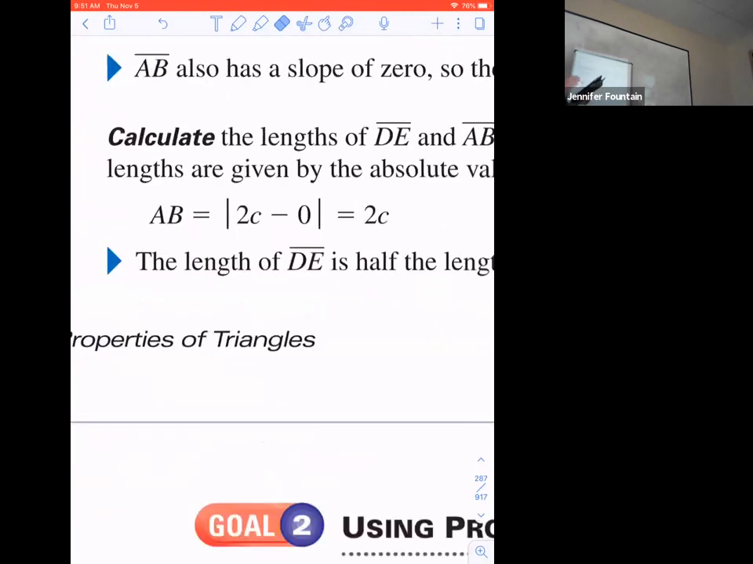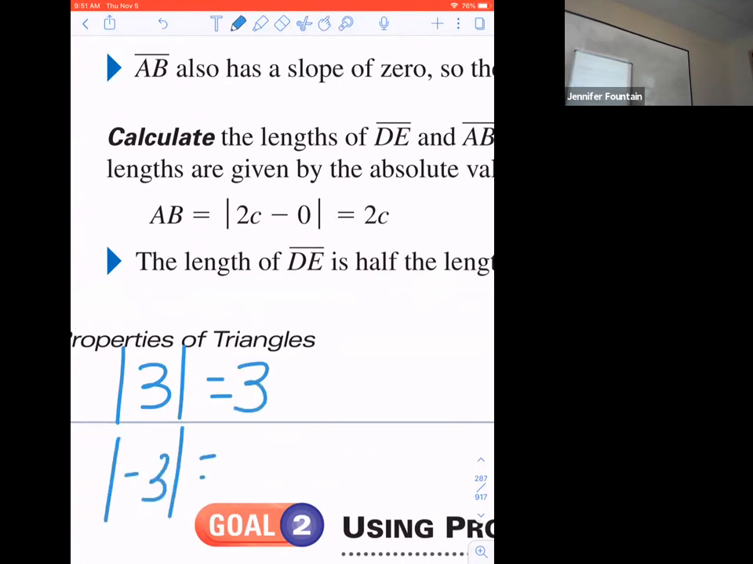So if I have the absolute value of something, if I have the absolute value of 3, what is the absolute value of 3? 3. Negative. What is the absolute value of -3? 3. Why? What does absolute value describe? Positive. But why is it positive? Absolute value describes the distance from 0 on the number line.